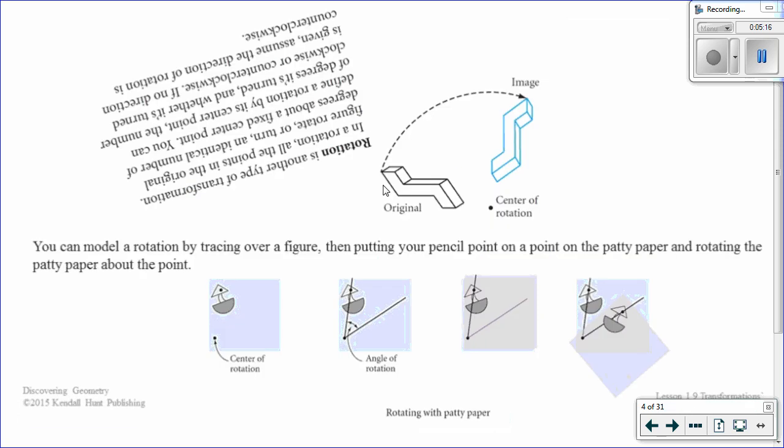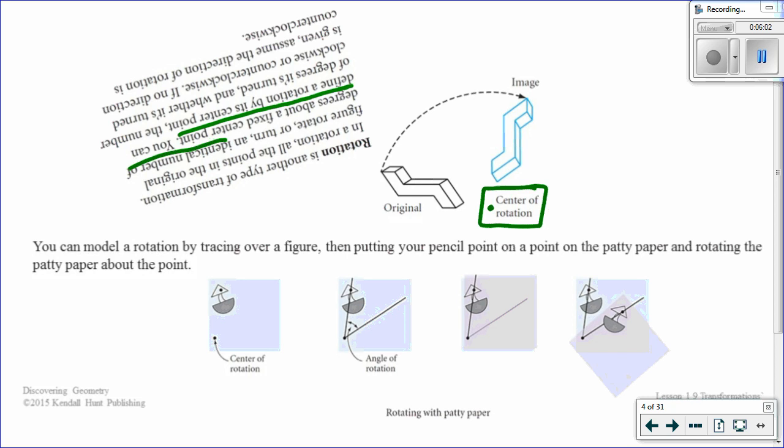All right, rotations to me don't come easy. Maybe they come easily for some of you, and that's great. If you're a really spatial person, these might be good for you. So again, a rotation is a turn. All the points in the original figure rotate or turn an identical number of degrees around a fixed center point. You can define a rotation by its center point and the degrees, right? So here's my center of rotation.